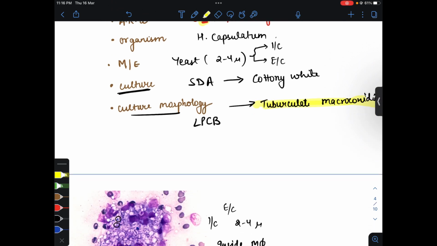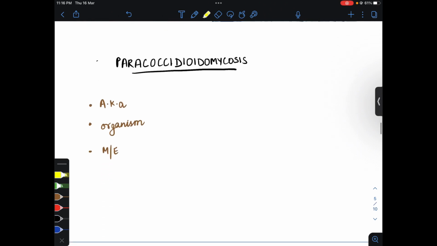Now the next fungi will be Paracoccidioidomycosis, and the mnemonic is body heat probably. So the letter P stands for Paracoccidioidomycosis and Penicillium marneffei. First we will discuss Paracoccidioidomycosis. For this we have one mnemonic, that is PSM. As I told you, blastomycosis is known as NA, North American blastomycosis. So this one is known as South American blastomycosis.